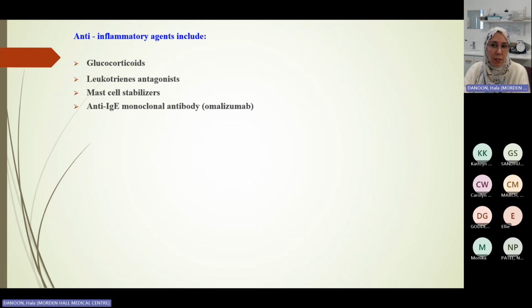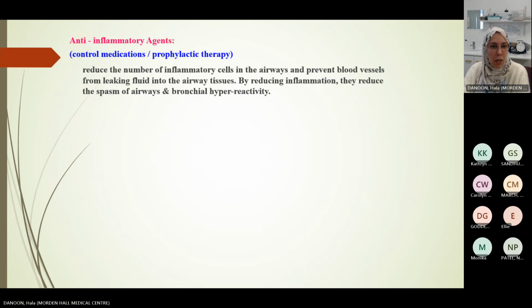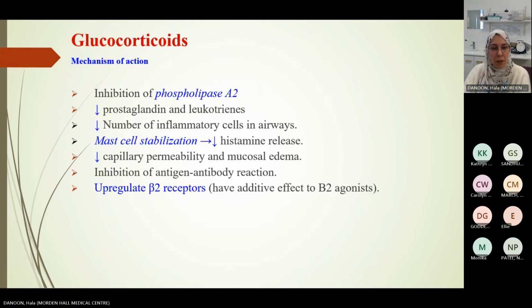Anti-inflammatory agents. We said that there are anti-inflammatory agents in the management of asthma, and these include the glucocorticosteroids, leukotriene antagonists, mast cell stabilizers, and the anti-IgE monoclonal antibody, omalizumab. How do these work? They are more of a prophylactic therapy. They reduce the number of inflammatory cells in the airway, prevent blood vessels from leaking fluid into the airway tissues, so reduce mucus building up. Reducing inflammation, they reduce spasm of airways and bronchial hypersensitivity.